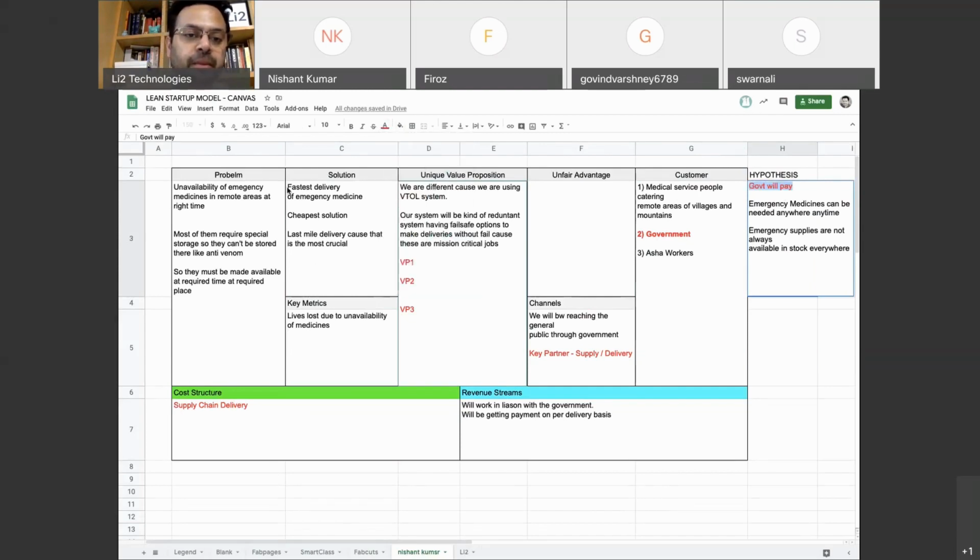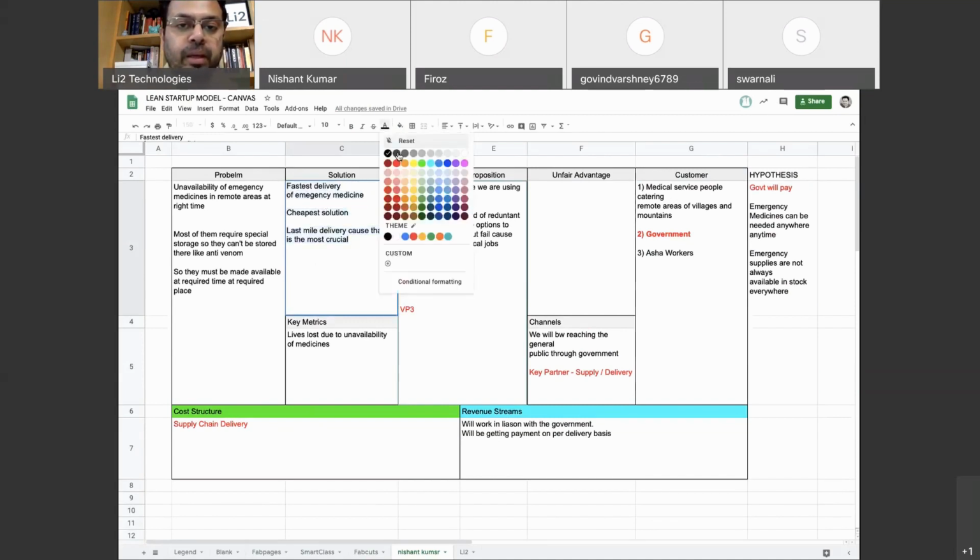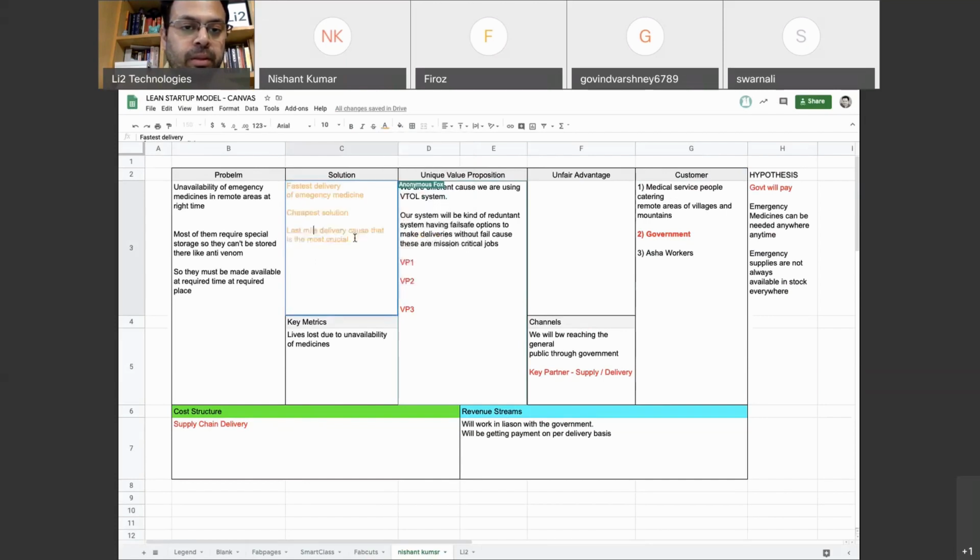So this is not what I'm looking for. These are all stories, right? So I would like to label these as storytelling. Sorry, but that's what it is. These are storytelling. I don't care. Nobody cares about this. Fastest delivery of emergency medicine is not a solution. This is your goal. This is your vision, right? You're going to validate your vision with data, right? That is what MVP is all about.